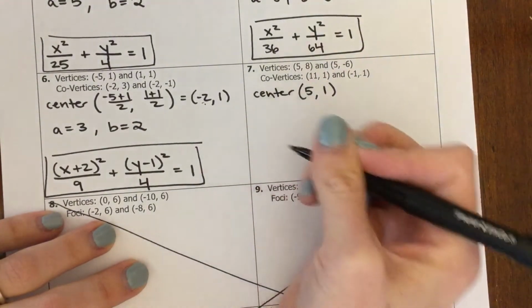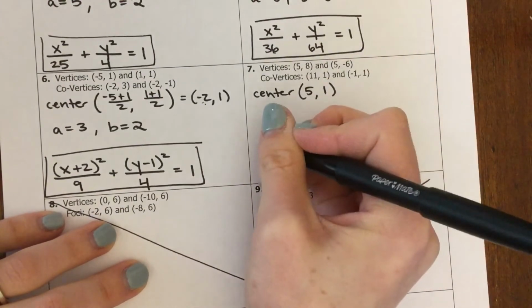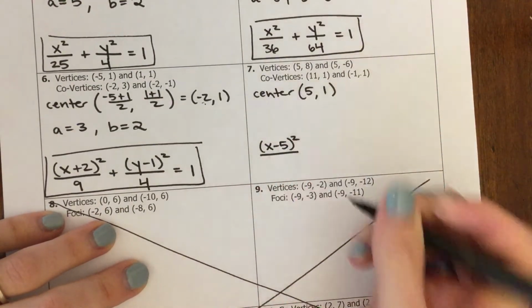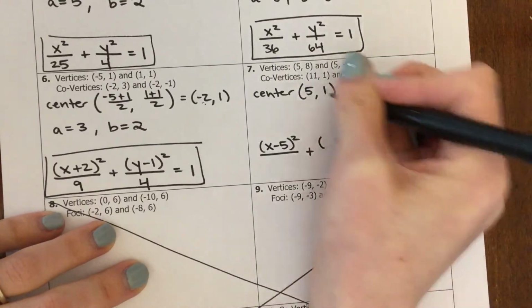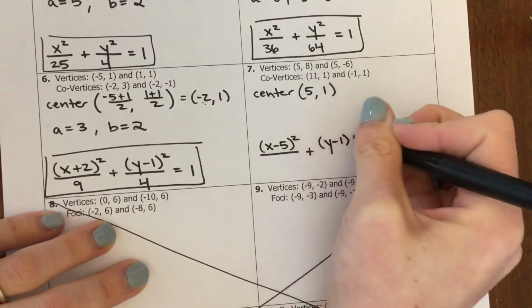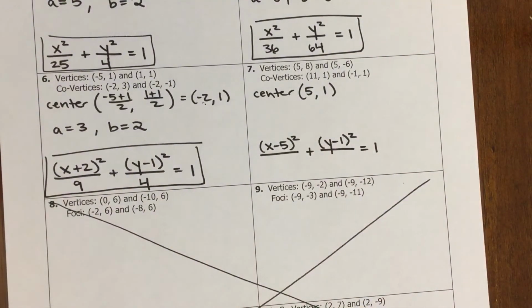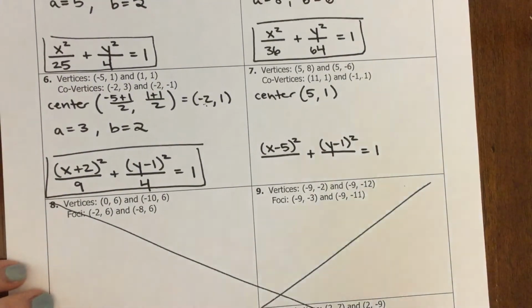So one last time, let's start to set up this equation. My x coordinate is 5, so I do x minus 5 squared over something, plus, and then the y minus 1 squared over something is equal to 1. So last thing we need is the value of A and the value of B.